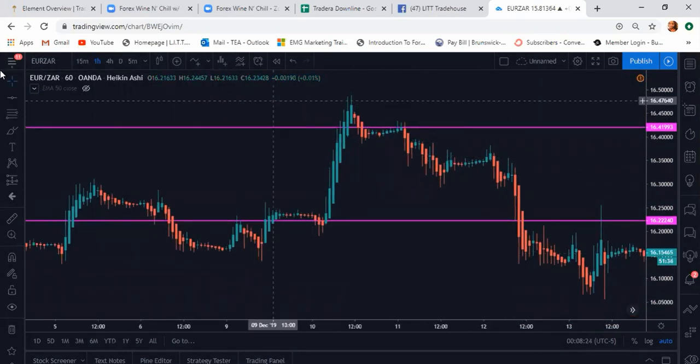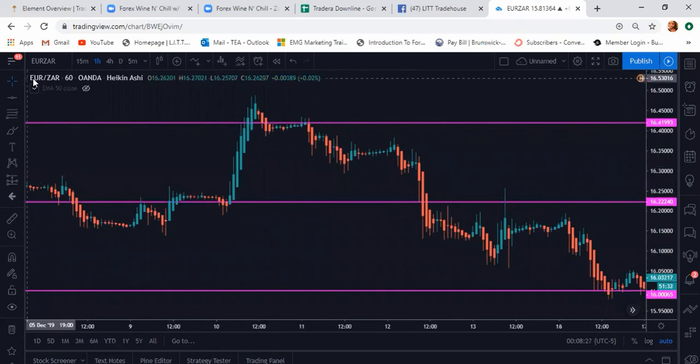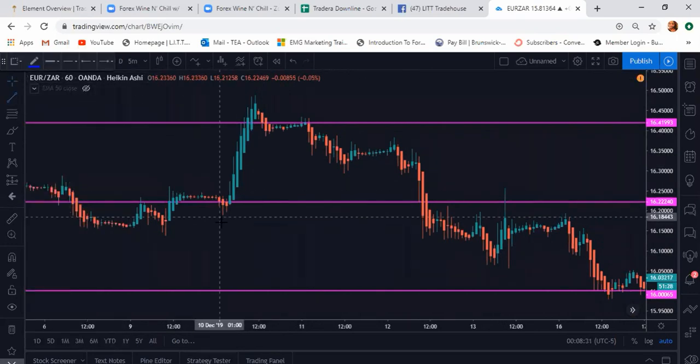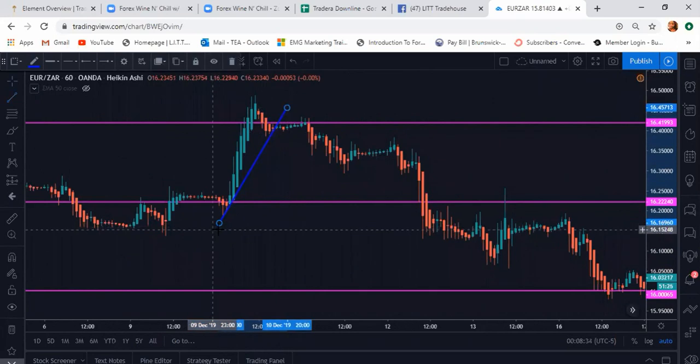Right here, we was in an uptrend, right? This is Euro against the South African Rand. This is an exotic.